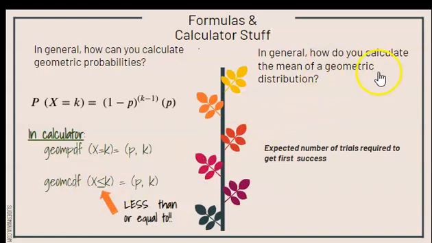So in general, how do you calculate the mean of a geometric distribution? That equation looks like this. The expected number of trials required to get the first success on average is 1 over your probability of a success, right? So you really have to read carefully and identify that this is geometric to know which equation to use for mean.